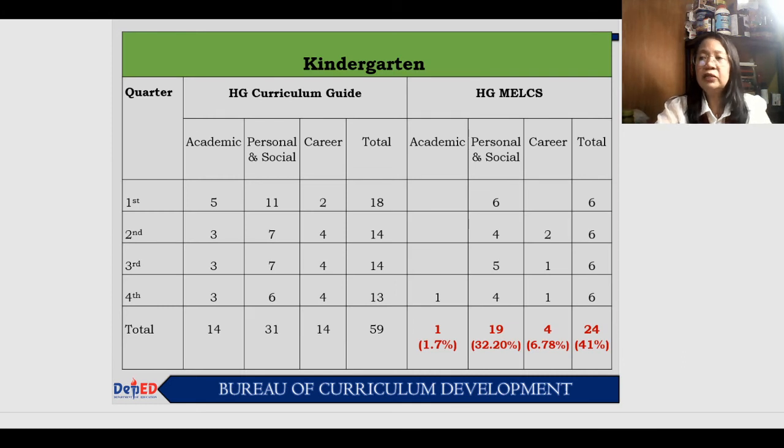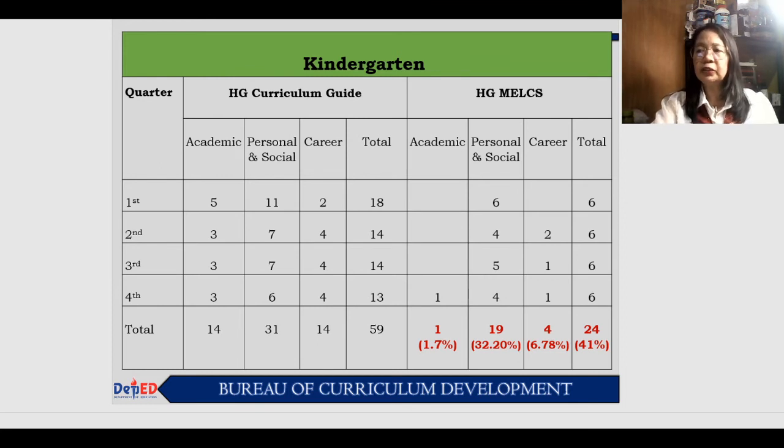Now, let's take a look at this table for kindergarten level. The first column shows the quarter of school year. The second column is the Homeroom Guidance Curriculum Guide. Under these are the number of learning competency in academic, personal and social, and career development domain. Then the next column is the Homeroom Guidance Most Essential Learning Competency, or what we call the MELCs. Under these are the number of learning competency in academic, personal, social, and career development domain.